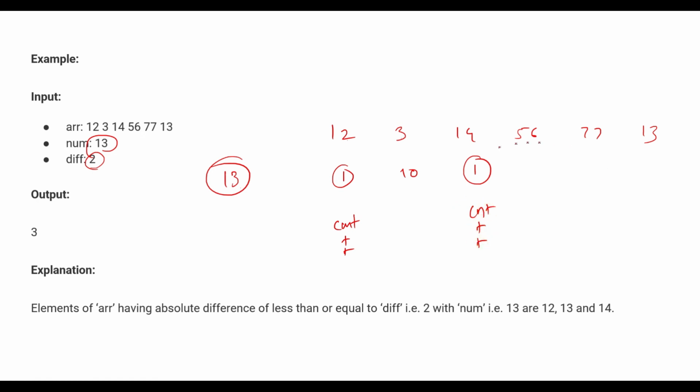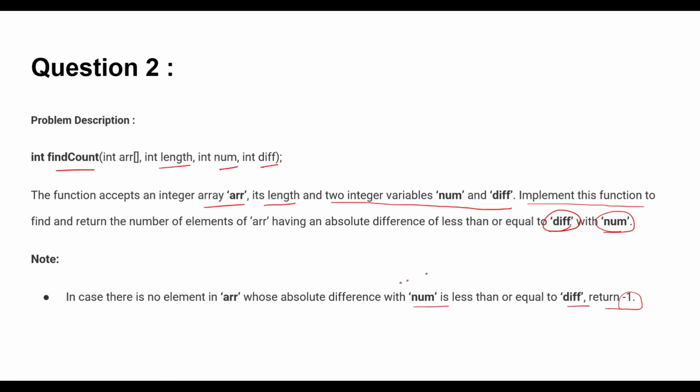Here also the difference is not less than 2, then here also the difference is not less than 2. Here the value will be 64, and then the difference is 0, that is less than 2. Here again we'll increase the count, count plus plus. Okay, so count is 3, that is what they have written from here.